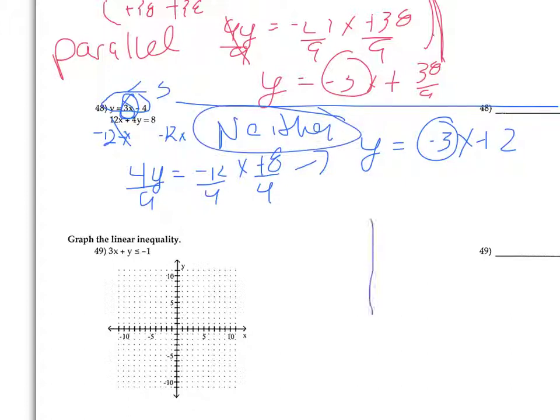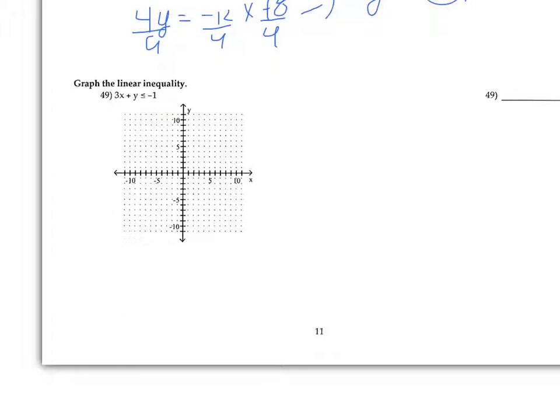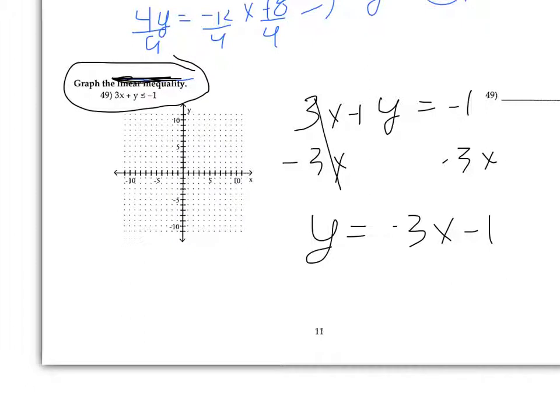Okay. So here, you'll notice that there are some linear inequalities. This is from a different class. So with these, we're not going to graph the inequalities. We're just going to graph these as if they were equations. That is, we're going to say 3x plus y equals negative 1. If we want to graph this, we could get it in slope-intercept form. So we're just going to graph the line, not the linear inequality. So subtract 3x. These cancel, so we get y equals negative 3x minus 1. So if you see this on your test, just graph it like an equation.